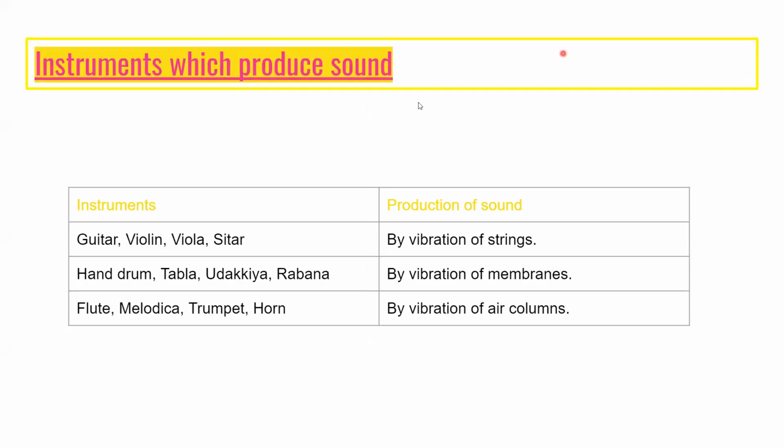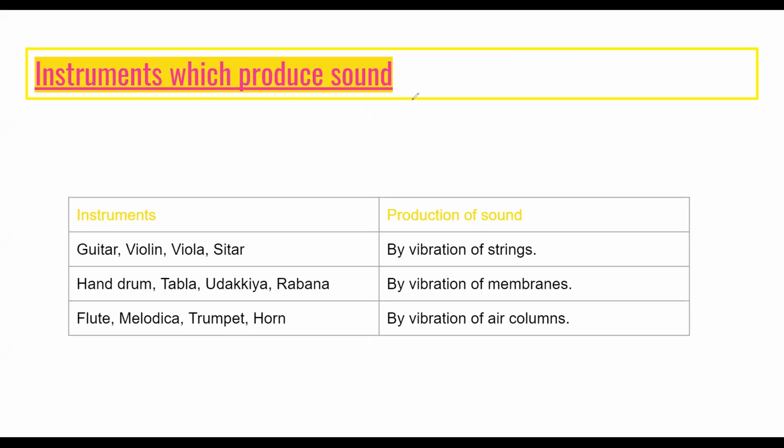Now we are going to learn about the instruments which produce sound. Instruments: guitar, violin, viola, sitar. These types of musical instruments have strings, so they produce sound by vibration of strings.